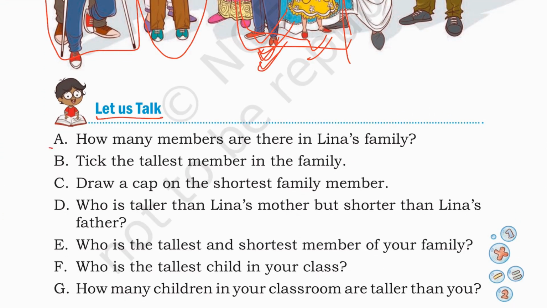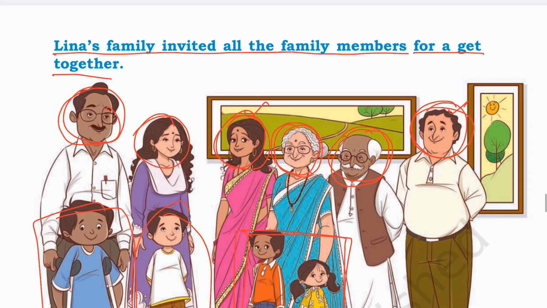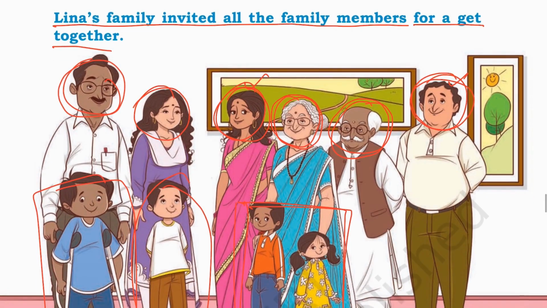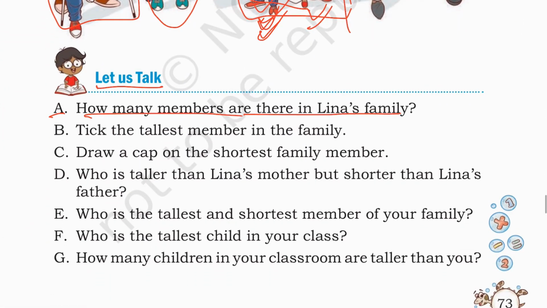Let us talk. A. How many members are there in Lina's family? You can count how many members are there in Lina's family. 1, 2, 3, 4, 5, 6, 7, 8, 9, 10. The total number of family members is 10.